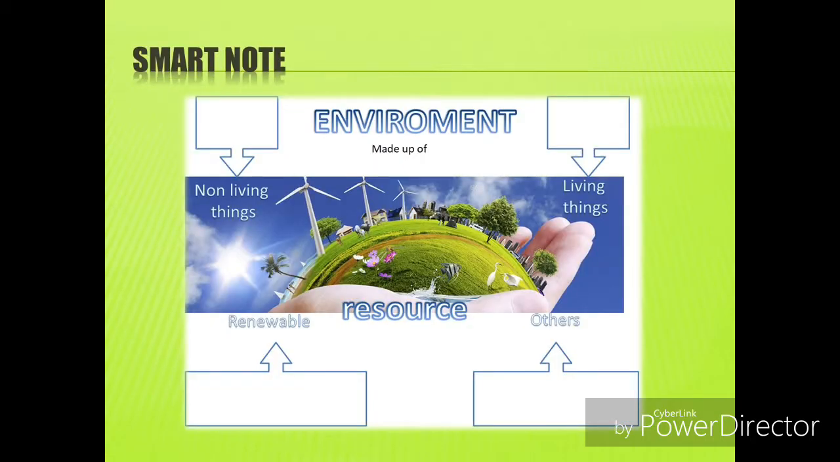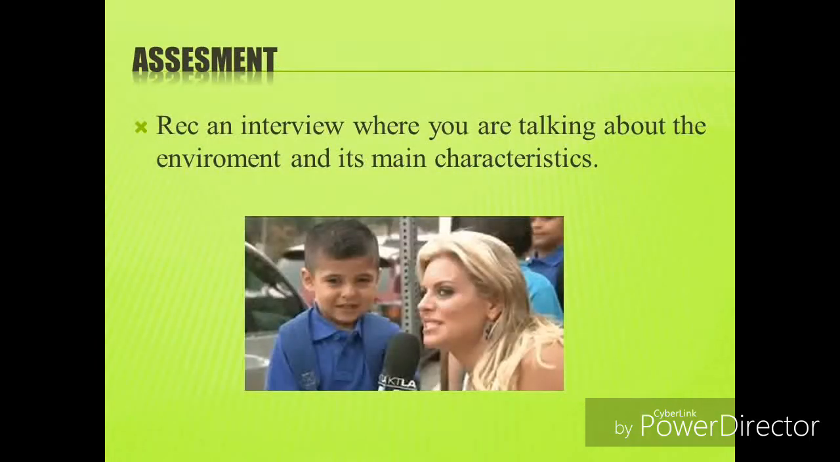Time to sum up. We're going to complete our SMART notes. So remember, the environment is made up of non-living things and living things. So please write some examples of each one. At the same time, the environment provides us with some resources, renewables and non-renewables. So go ahead and try to give some examples of these kinds of resources.